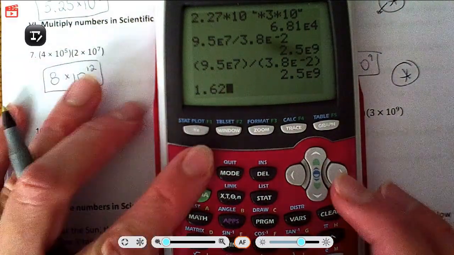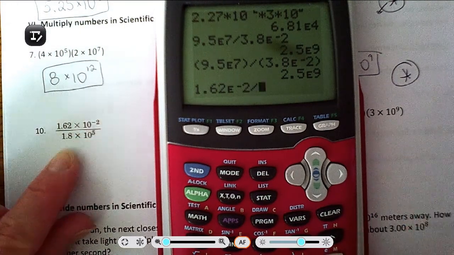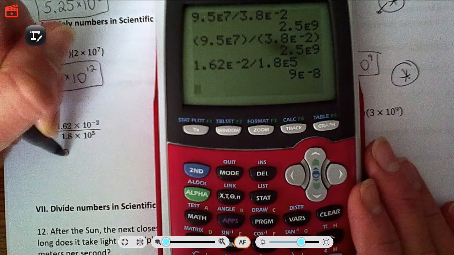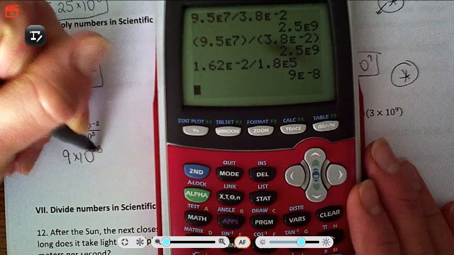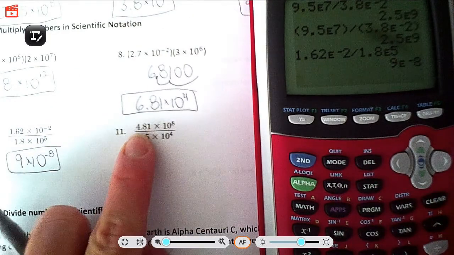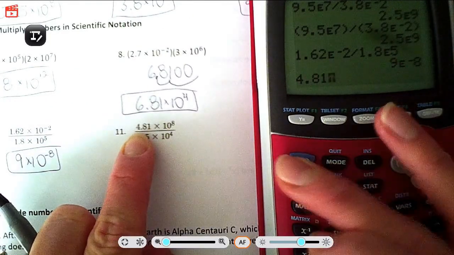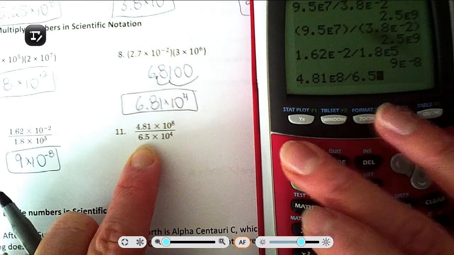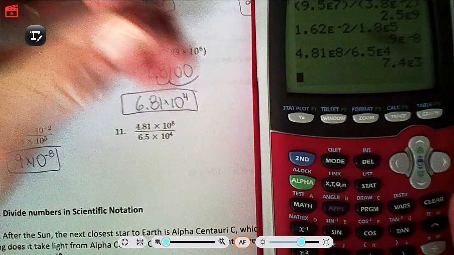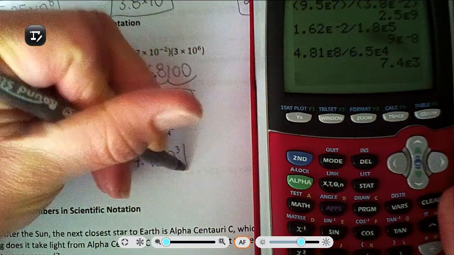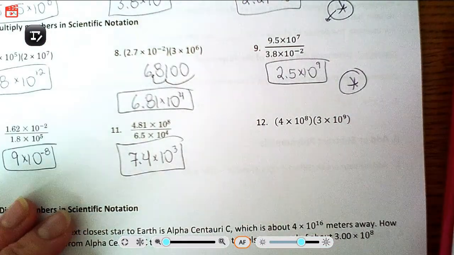All right, 1.62 E-2 divided by 1.8 E5. 9 times 10 to the -8th. And 4.81 E8 divided by 6.5 E4. 7.4 times 10 to the 3rd, and you get the idea.